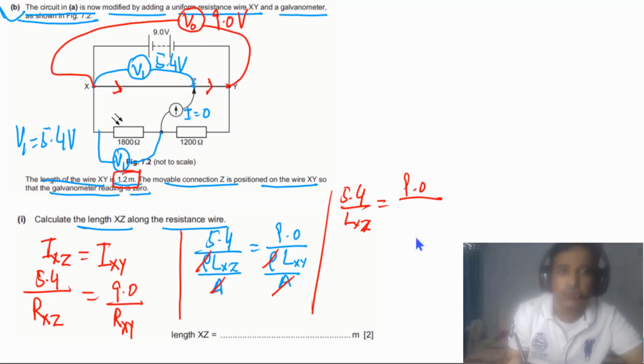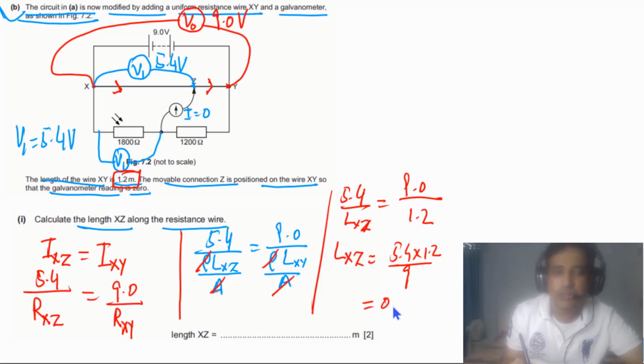LXY is equal to 1.2. So now simply we can find LXZ. LXZ will be equal to 5.4 times 1.2 divided by 9, and if we solve this, our final answer has to be equal to 0.72 meters.